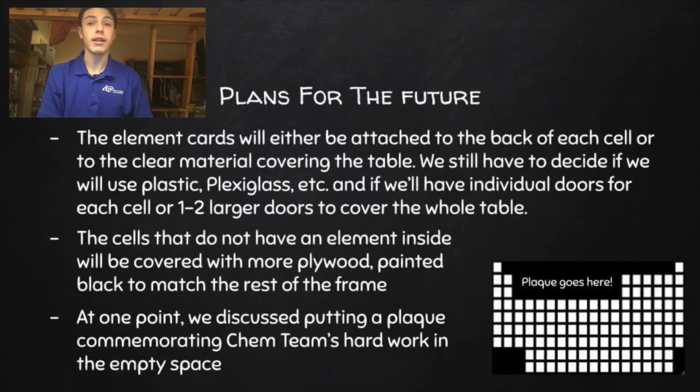Once we figure out how to label the elements and cover the table, the empty cells will be covered with plywood and painted black to match the rest of the frame. We might put a plaque meant to commemorate our team's work on the periodic table in an empty space on the plywood.